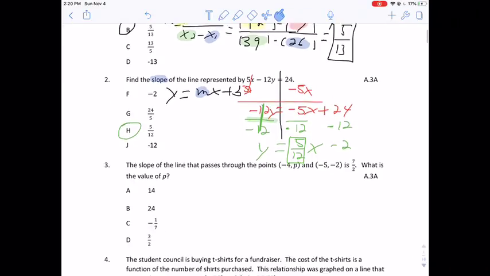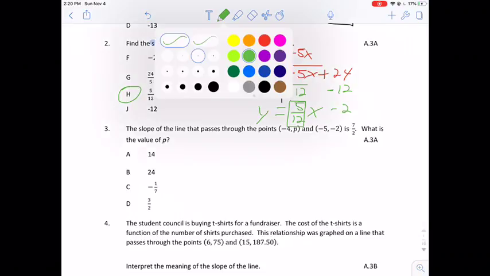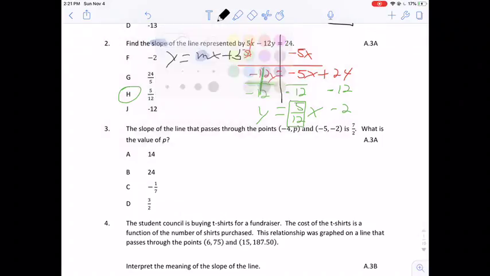Problem number 3. The slope of the line that passes through points (negative 4, p) and (negative 5, negative 2) is 7 over 2. What is the value of p? So again, I'm going to use the slope formula, y2 minus y1 over x2 minus x1. I'm going to label this.